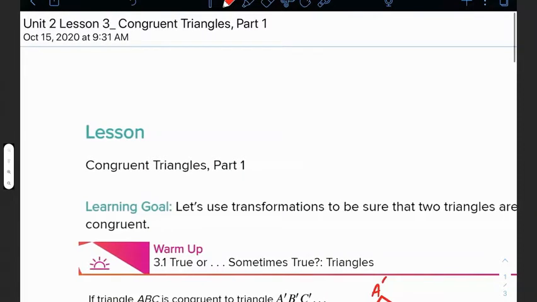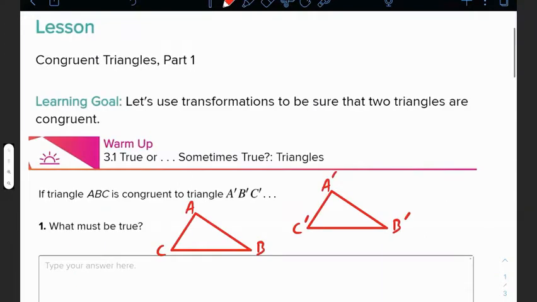All right, Unit 2, Lesson 3, Congruent Triangles, Part 1. So our learning goal is let's use transformations to be sure that two triangles are congruent. So what does it mean to be congruent? Looking at the warm-up 3.1, true or sometimes true triangles. If triangle ABC is congruent to triangle A prime, B prime, C prime, what must be true? So what does it mean to be congruent?